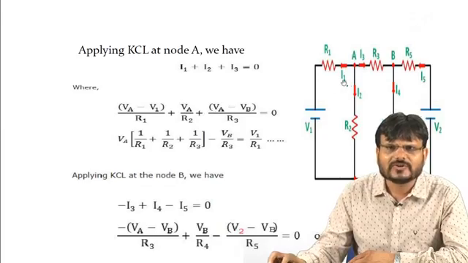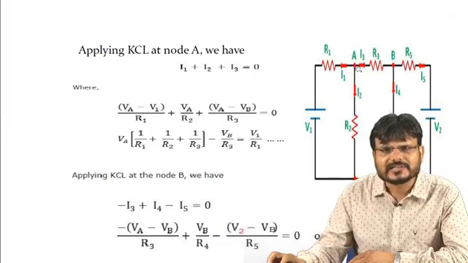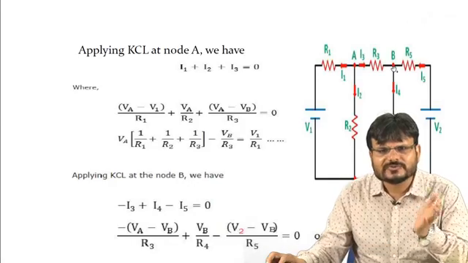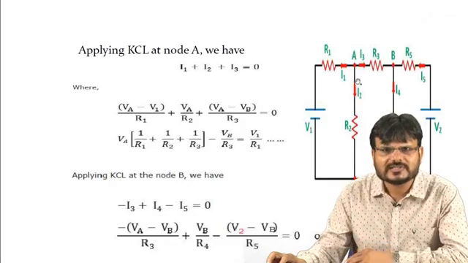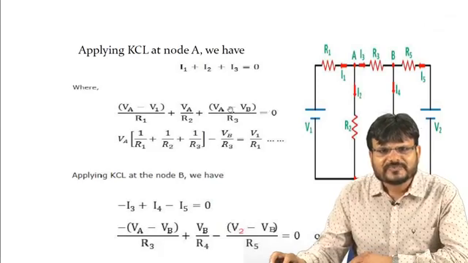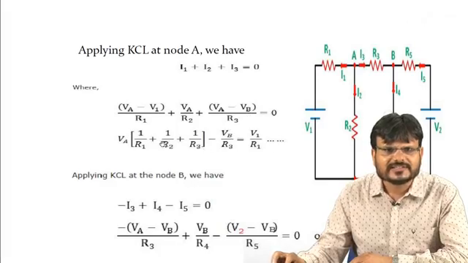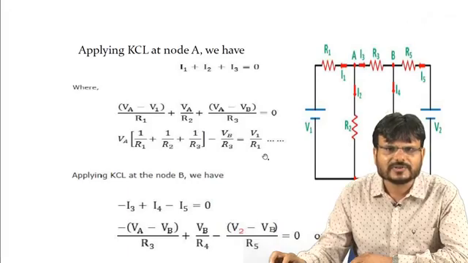And I3 is equal to what? Because current is flowing from A to B, that means the potential of this node is higher than the potential of node B. Current always flows from higher potential to lower potential. So I3 can be written as VA minus VB upon R3. After simplification you can write this equation: VA in bracket (1 upon R1 plus 1 upon R2 plus 1 upon R3) minus VB upon R3 equals V1 upon R1.